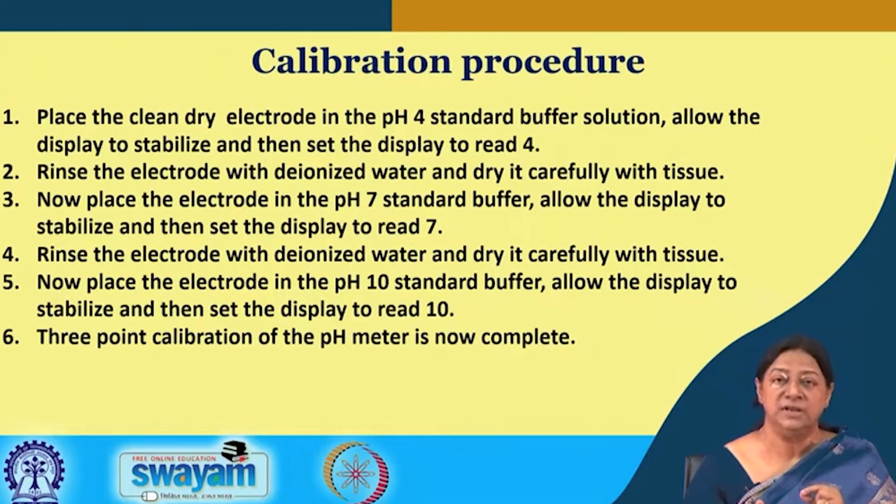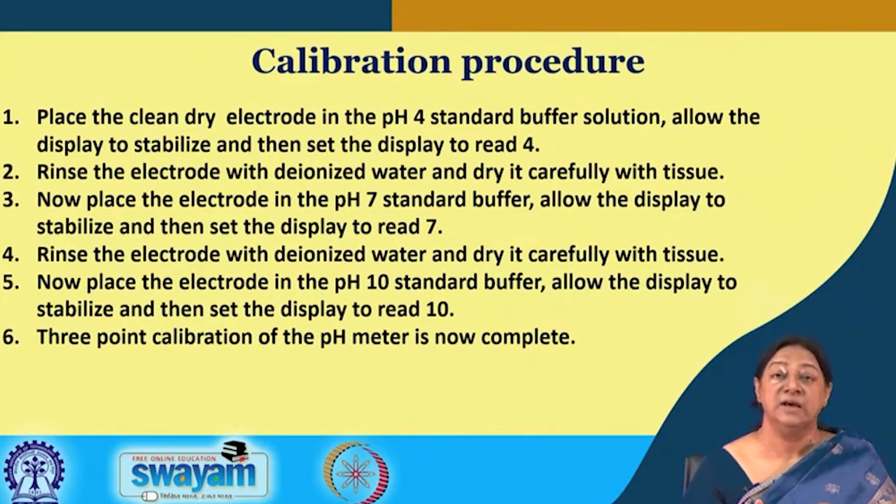So, you rinse the electrode with deionized water and dip it in the solution of pH 4 and calibrate. This means you rotate the dial so that it reads pH 4. Then we rinse the pH electrode again with deionized water, and this time dip it into a solution of pH 7, a standard solution of pH 7.